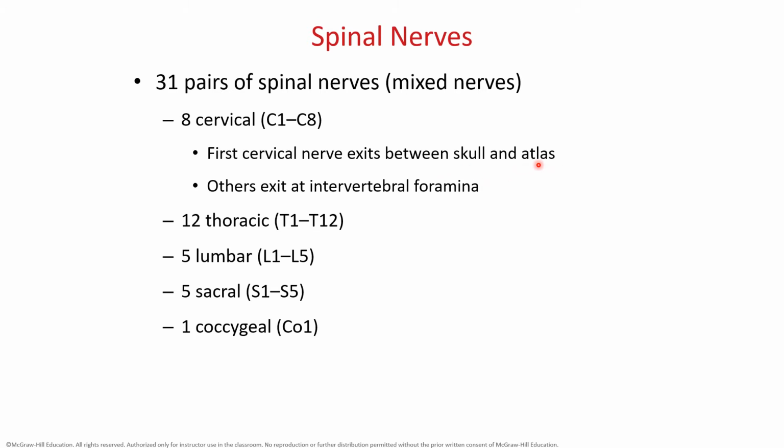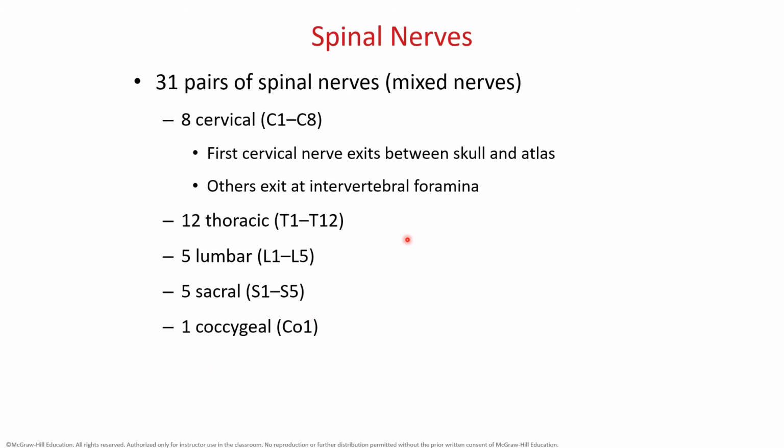So we're starting up on top. That first cervical nerve is actually going to be coming above C1. So it's going to come out above C1. Others exit at the intervertebral foramina. You have 12 thoracic nerves, you have 5 lumbar spinal nerves, and you have 5 sacral, and you have 1 coccygeal nerve. So this is important to figuring out which nerve is being affected in certain pain situations.